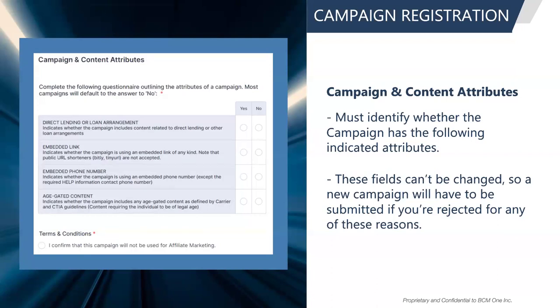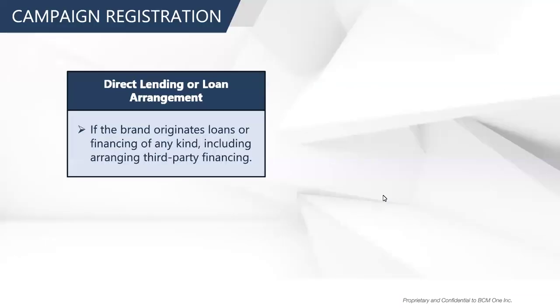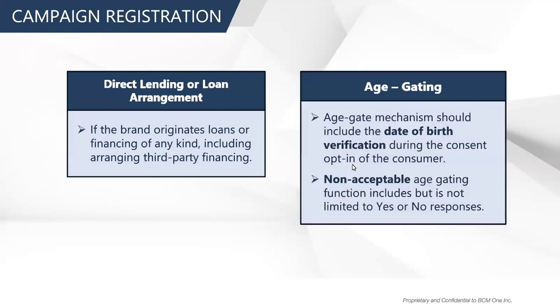If the brand originates loans or financing of any kind, including third-party financing, select yes in the direct lending or loan arrangement attributes. And as mentioned earlier, websites must support a functioning age gate mechanism when associated with, but not limited to, alcohol and any other age-restricted content that must comply with legal regulations. This means that the age gate mechanism should include the date of birth verification during the consent opt-in of the consumer. Non-acceptable age gating functions include, but are not limited to, yes or no responses.